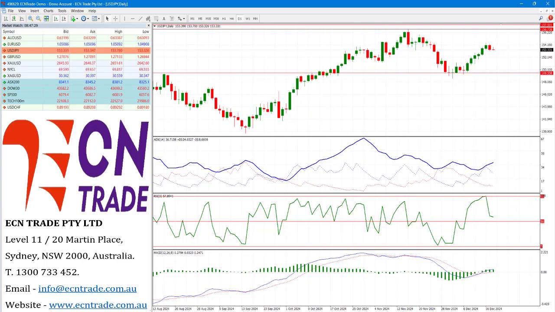Having taken the challenge to the top side, the bulls were somewhat hesitant at around 154, and from there we've seen a decline. Now we're looking to the downside, a break of 152.65 to add further weakness or pressure and see the market drop towards 150.